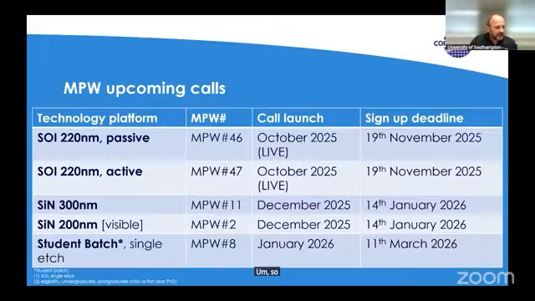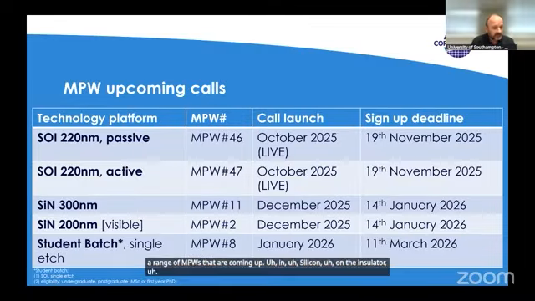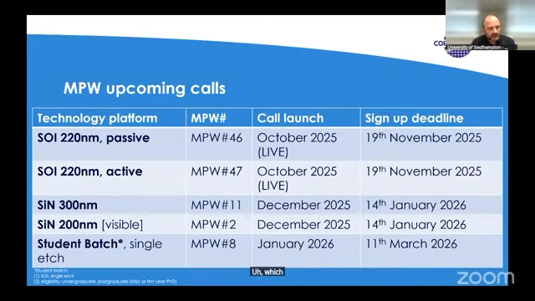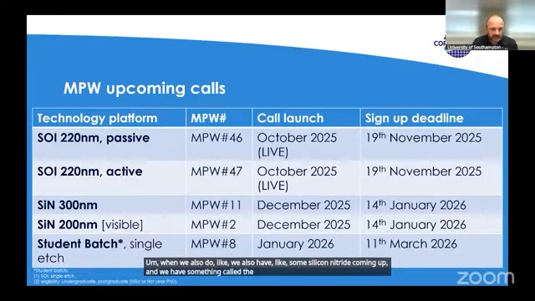So that being said, we have a range of MPWs that are coming up. In silicon on insulator, 220 is the passive and the active. The active, I'll show you an example of what we did in neuromorphic a couple of years ago, which was quite successful, and that's a standard PN junction modulators type of system. We also have some silicon nitride coming up, and we have something called the student batch where you get a single edge and reduced cost.